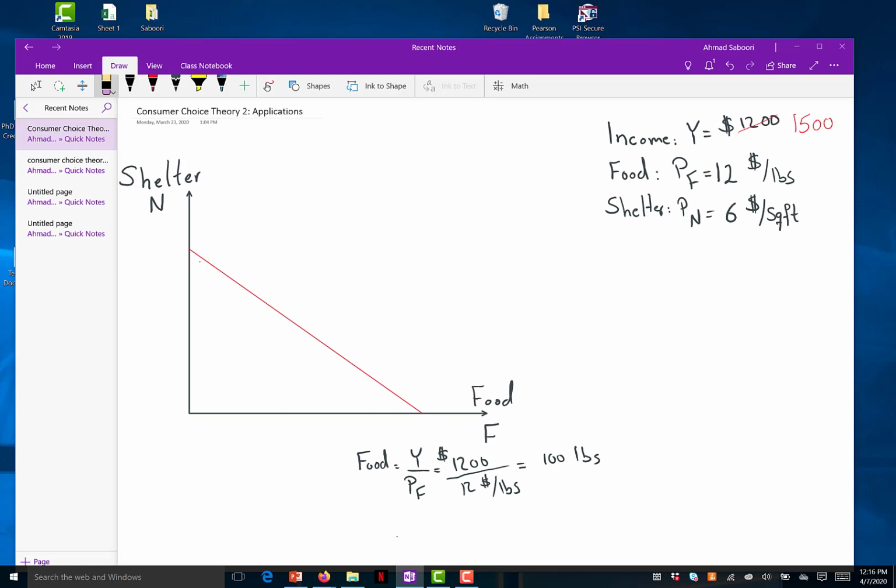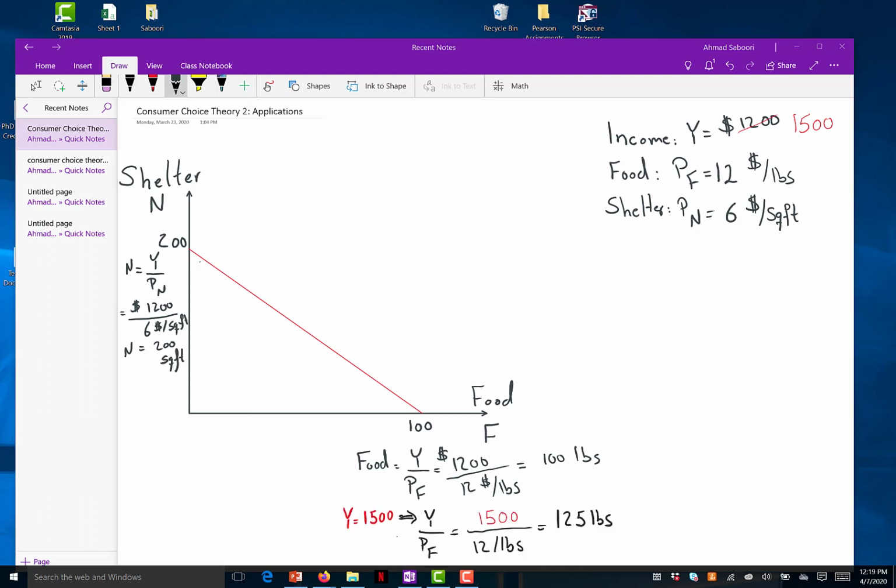So what we had before was that given the price of food of $12 per pound, an income of $1,200, I can consume a maximum of 100 pounds of food per month, assuming that I spend all my money on food. So the intercept with the x-axis was 100. And for shelter, we had the situation that given the income of $1,200, price of shelter of $6 per square foot, if we do the math, what we see is that we can afford 200 square feet every month.